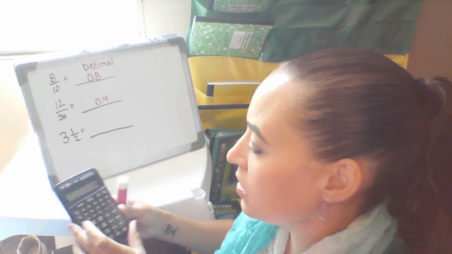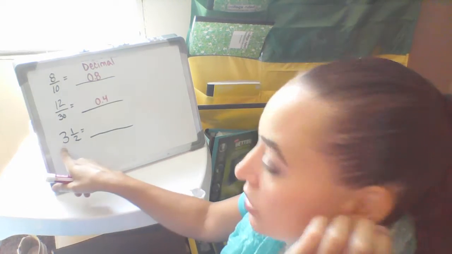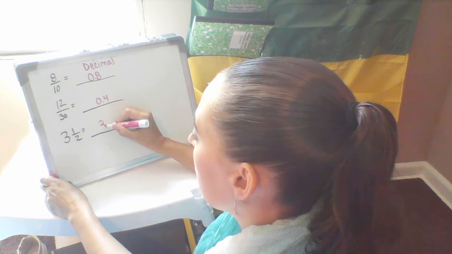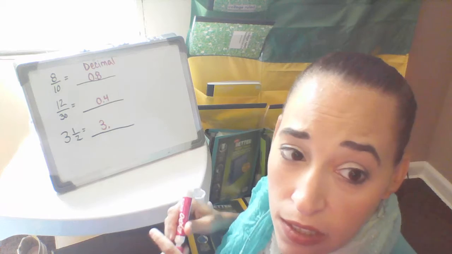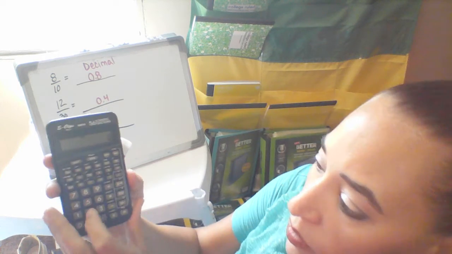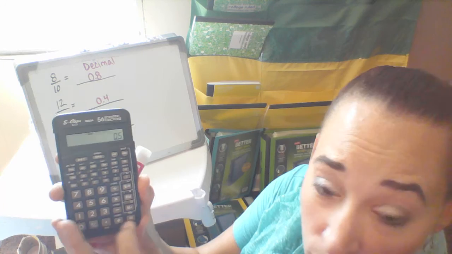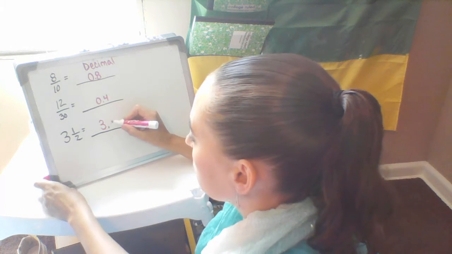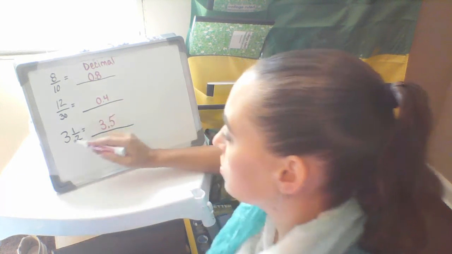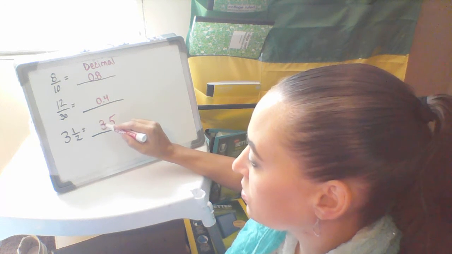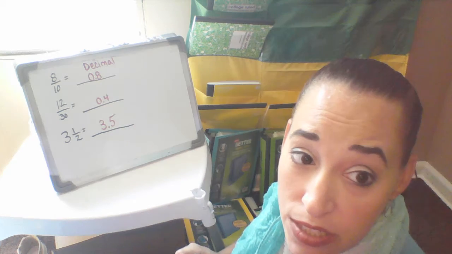Okay, so the next one is still super duper easy. It looks tricky, but it's not. So the 3 is a whole number. So you're just going to put the 3 in front of it. So now I have 3 point something. Now I'm going to do 1 divided by 2, because that's your fraction. So I'm going to do 1 divided by 2 equals, so that's 0.5. So now I know it's 0.5. So I have 3 wholes and 0.5 of a fraction. Okay, so 3.5 is your final answer.